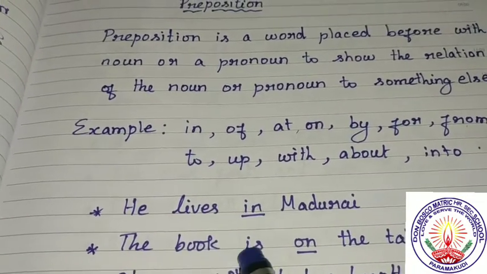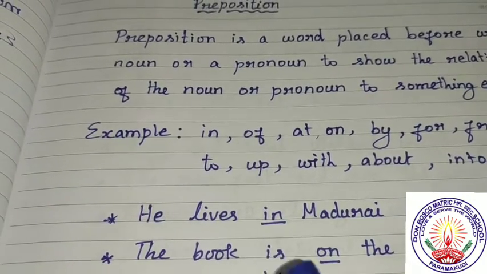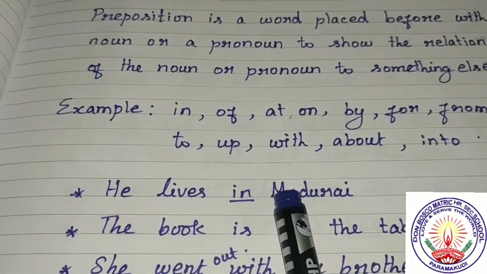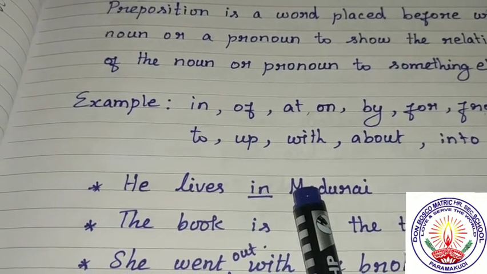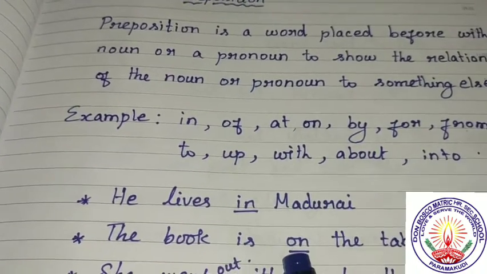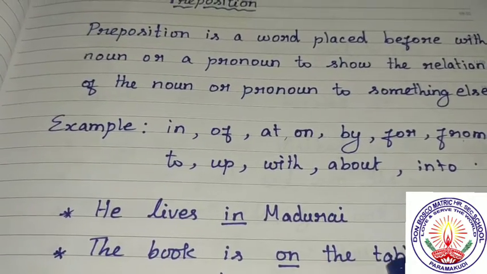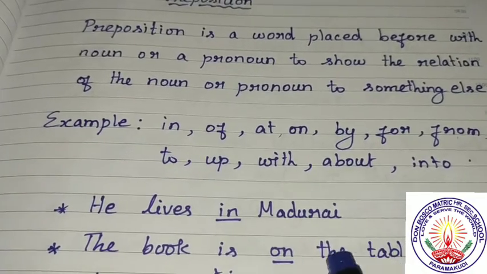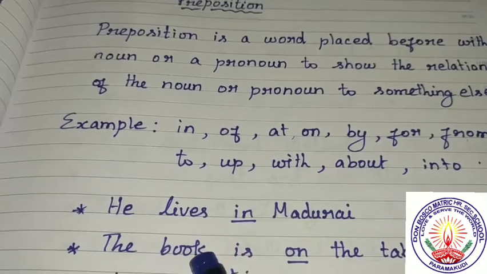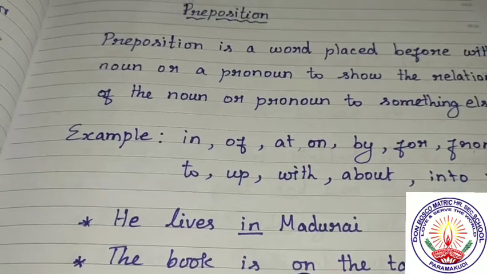Do you understand? And, the book is on the table. Without on, we cannot relate the table and the book. Okay, do you understand? The book is on the table. It denotes the position of the book. Here the noun table denotes the position or place of the book. So the book is on the table. Here, which is the preposition?